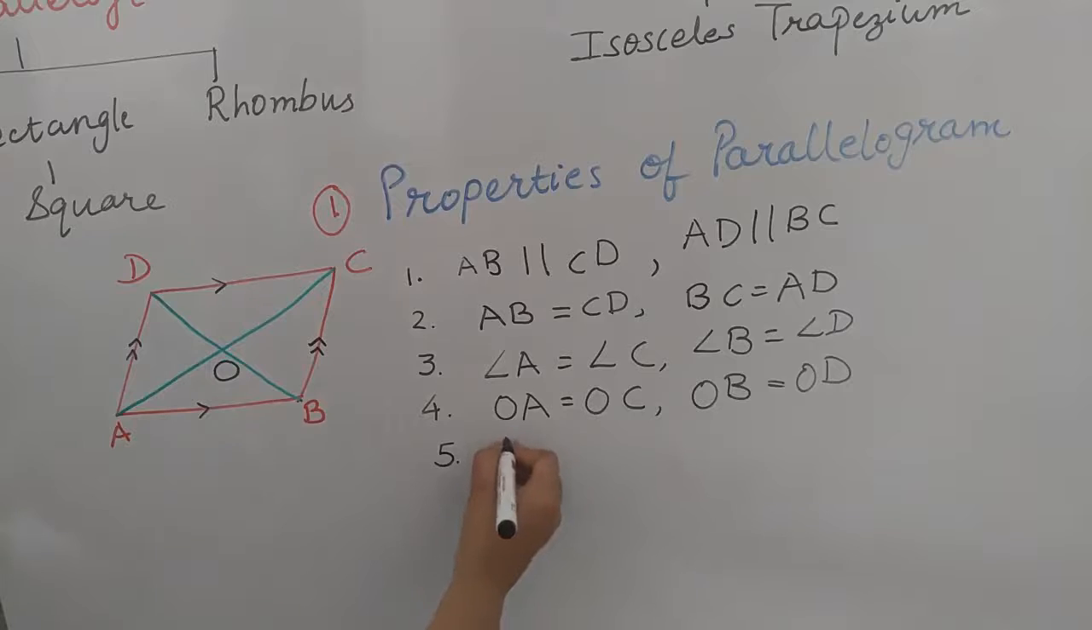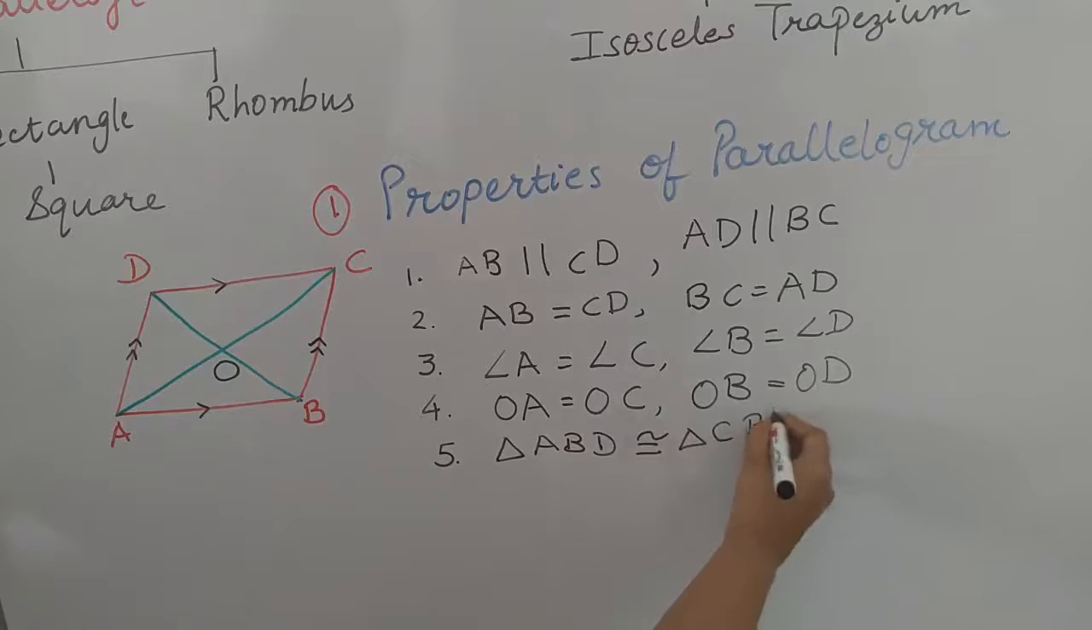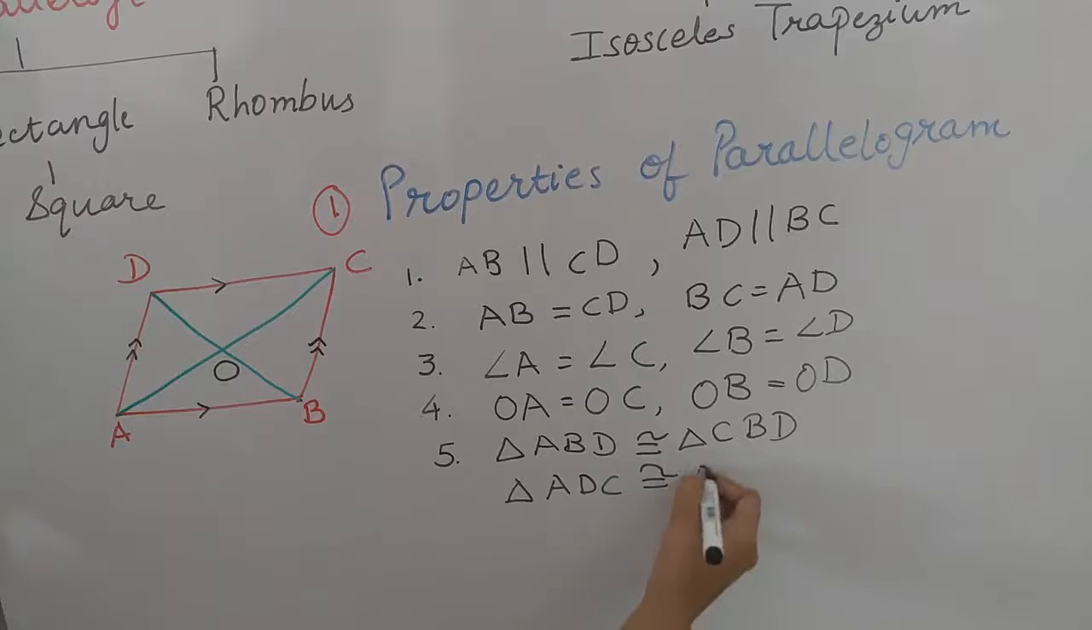So I can write triangle ABD is congruent to triangle CBD, and also another triangle formed, triangle ADC, is congruent to triangle ABC. Likewise, these are the main 5 properties of a parallelogram. So you have to understand, students, and remember this to solve our problems and also to prove that type of questions.